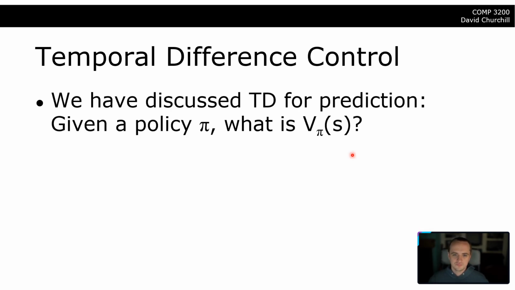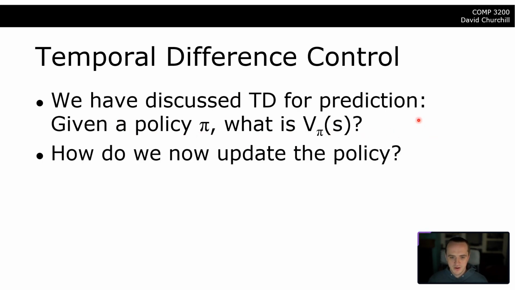Okay. So, temporal difference control. We just did temporal difference prediction. Prediction, remember, is the value of states and actions. Now we do control, and control is updating the policy. So, we've discussed already temporal difference for prediction. So that's given a policy, what is the value? But now how do we update the policy? Well, temporal difference learning also uses GPI, so it's really easy.